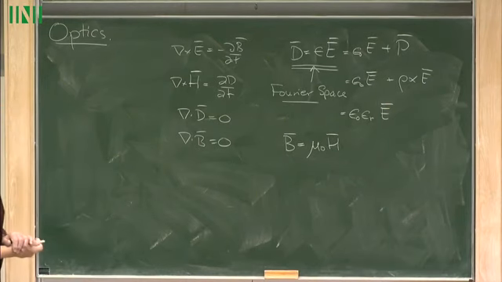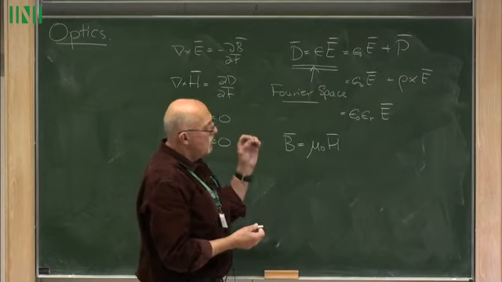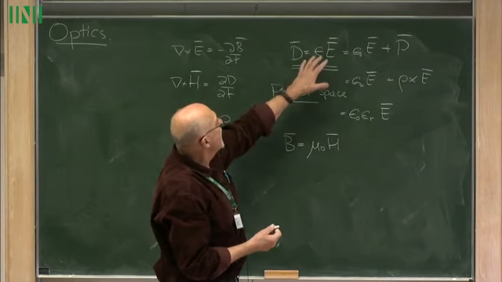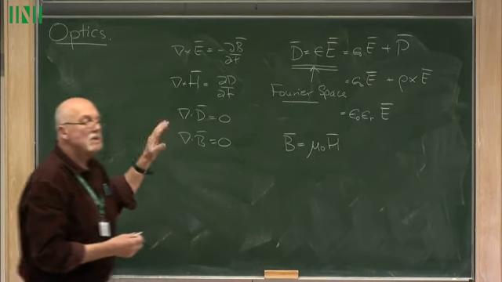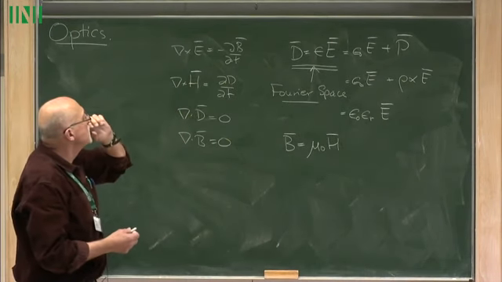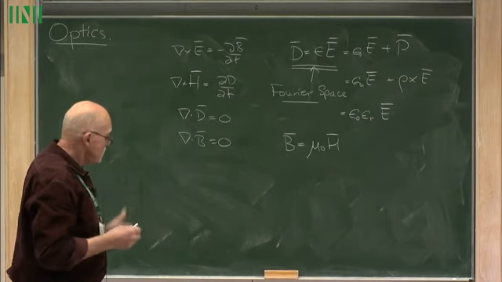Now, if the system response is completely local, so just a delta function, then this is a constant and it doesn't matter. But normally this is something that one needs to worry about. Okay.